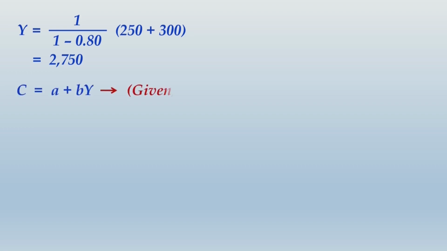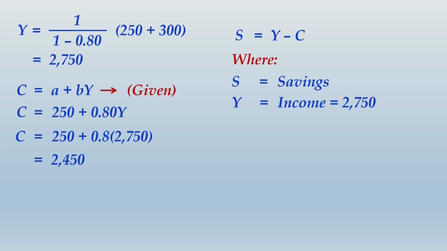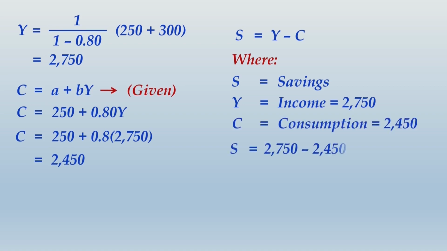You can now put up the values of the variables and constants in the equation of Y, and you can find the value of Y as 2750. The consumption function is given as A plus B into Y. When you substitute the values, you get the value of consumption as exactly 2450. And we know one thing, savings will be income minus consumption. So you may define the variables over here. S stands for savings, Y stands for income, and C stands for consumption. So the amount of savings will be 300.